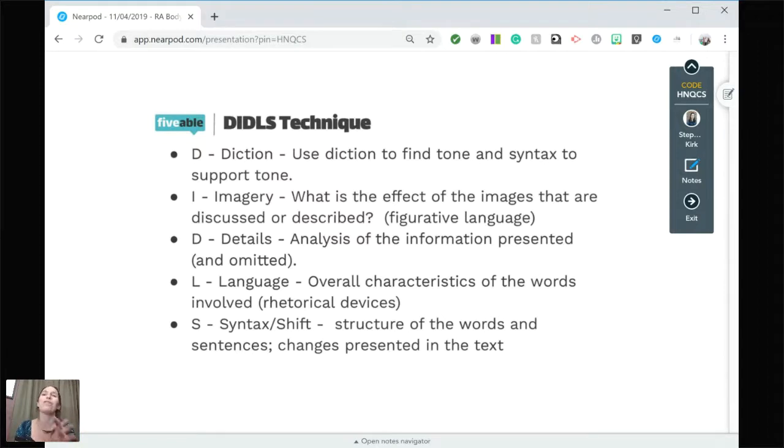That is the structure of the words in the sentences, and that's the changes that are presented in the text. So you can use these to organize your body paragraphs as well. All right, are you with me? Are you ready to move on?